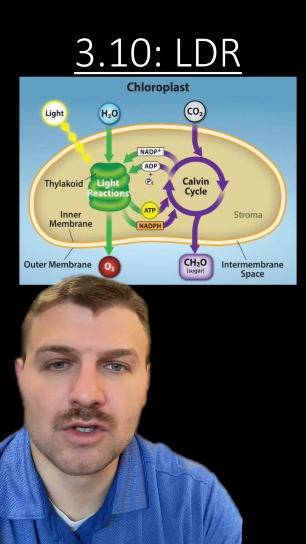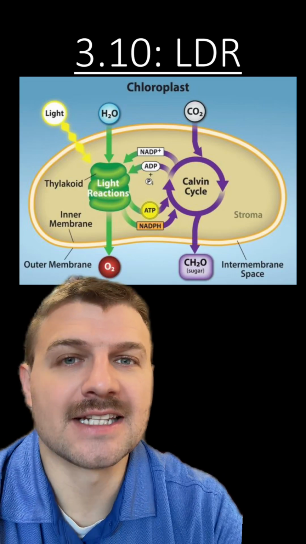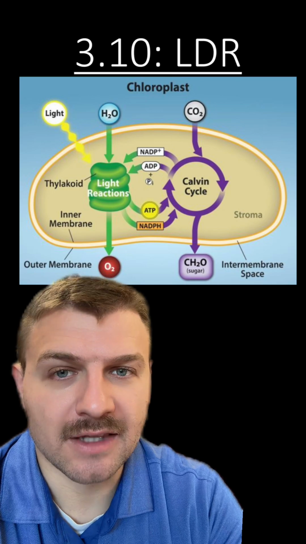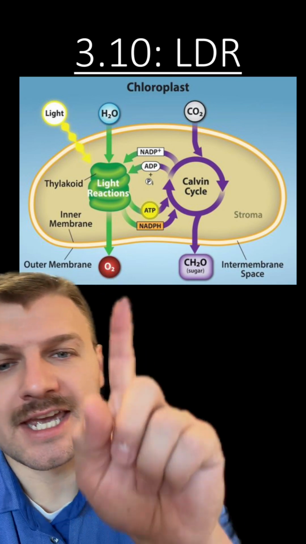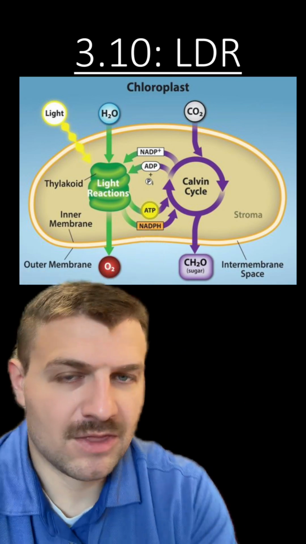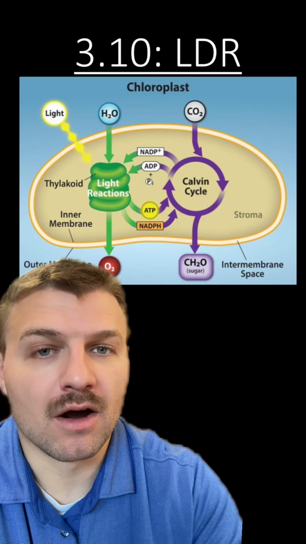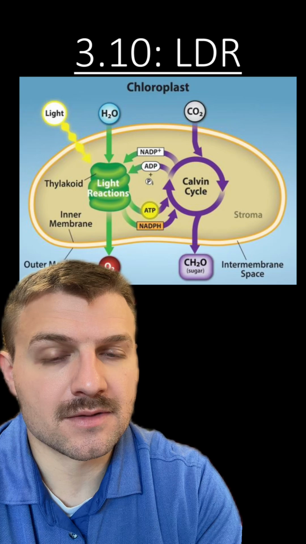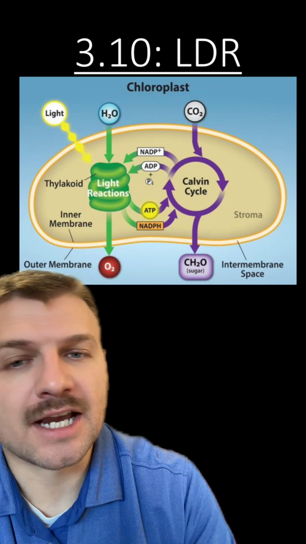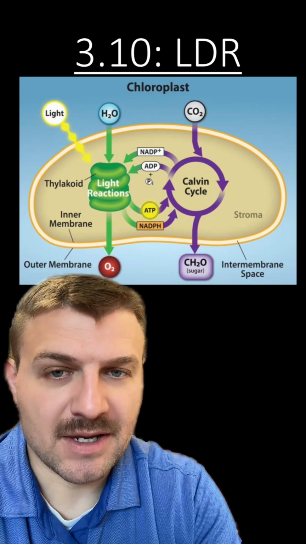Before we begin, let's just review where we're at. Remember that the light-dependent reactions are going to require light and water, and they're going to produce ATP and NADPH. These two molecules are going to power the Calvin cycle, which is going to make our main product, glucose. The byproduct of oxygen is actually going to be made during the light-dependent reactions.